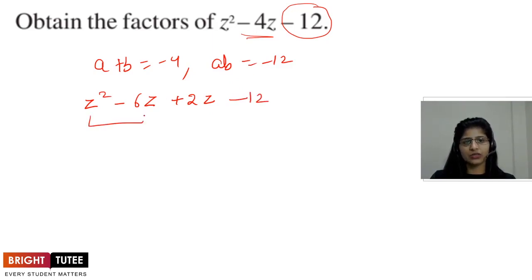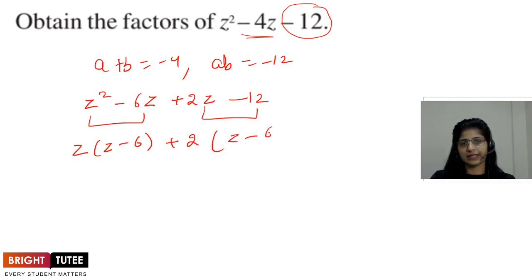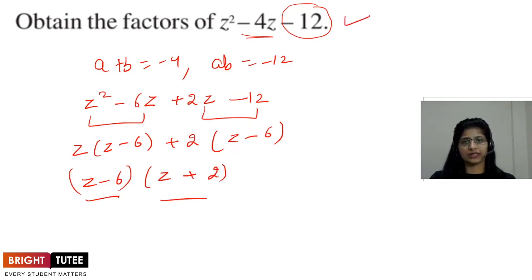Minus 12. So from these two terms and from these two terms, you need to take out common factors. Here z is the common factor, z minus 6 you will get, plus 2 is the common factor, z minus 6. So z minus 6 is common, and the other factor will be z plus 2. So these are the two factors. What are the two factors? z minus 6 and z plus 2. Clear? So what we are doing here is applying a plus b as the sum and ab as the product, and then solving the questions.